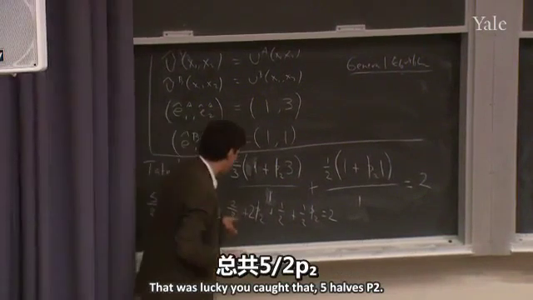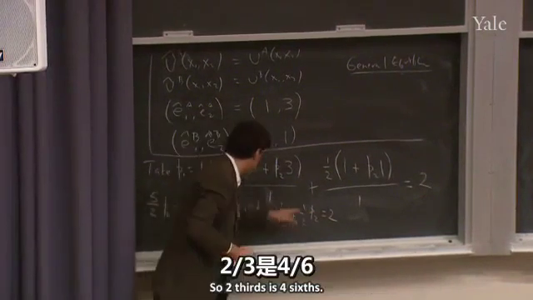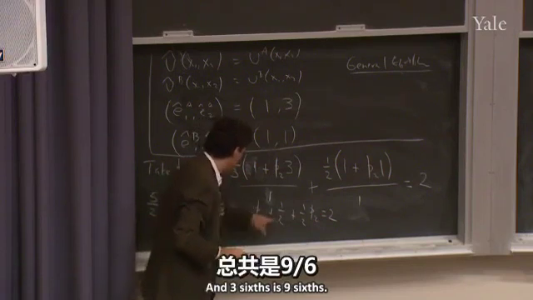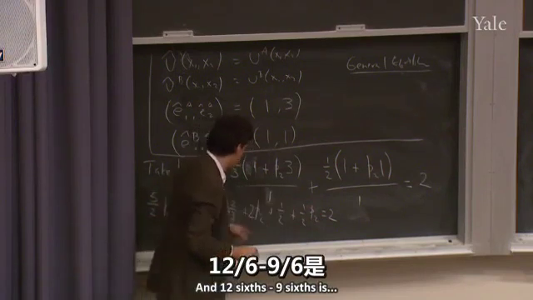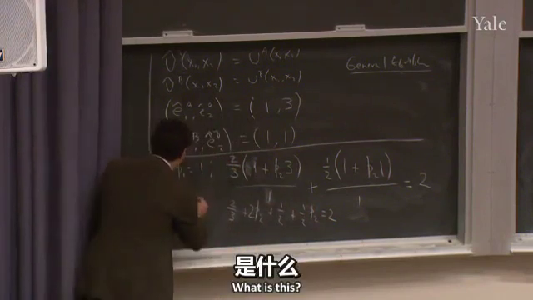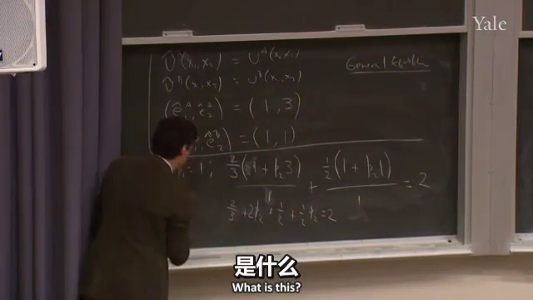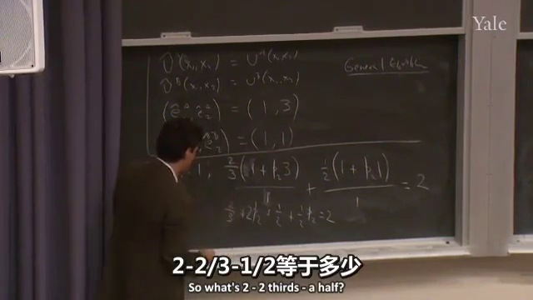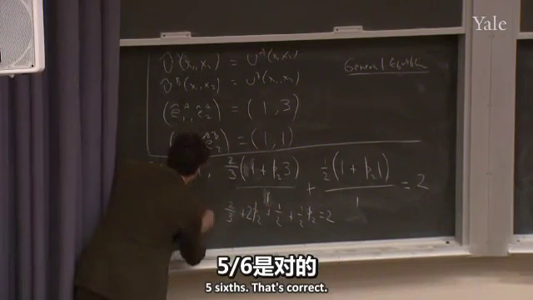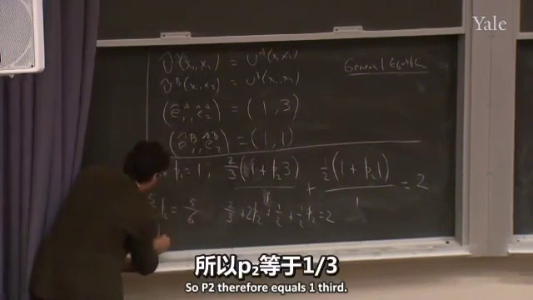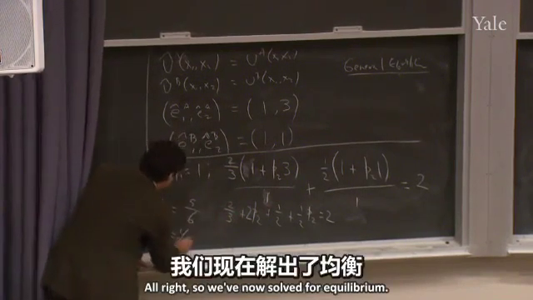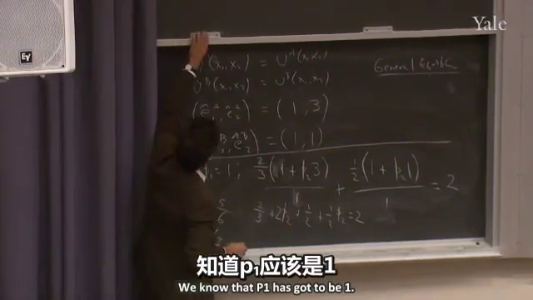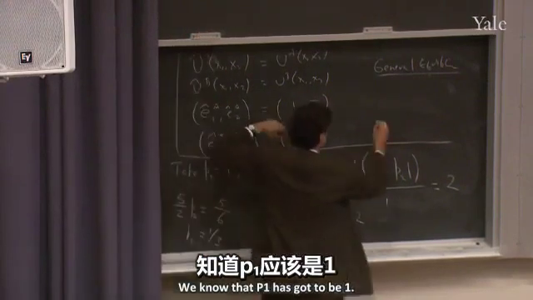That was lucky, you caught that. 5/2 P2, and then over here we have 2 minus, so 2/3 is 4/6, and 3/6 is 9/6, and 12/6 minus 9/6 is... what is this? So what's 2 minus 2/3 minus a half? 5/6. That's correct. Okay, so P2 therefore equals 1/3. All right, so we've now solved for equilibrium. We know that P1 has got to be 1.